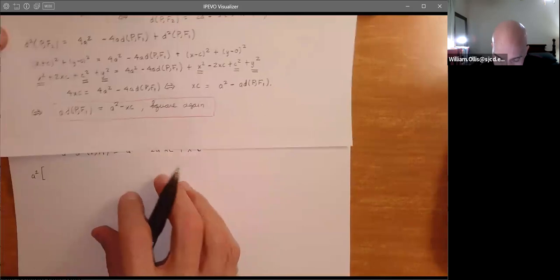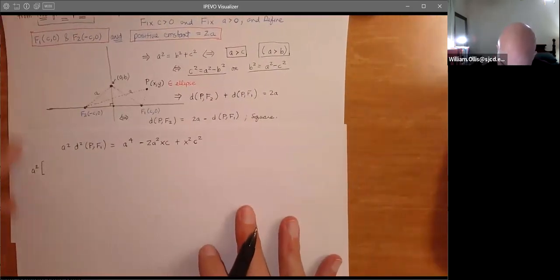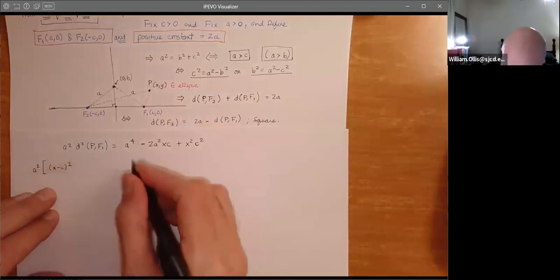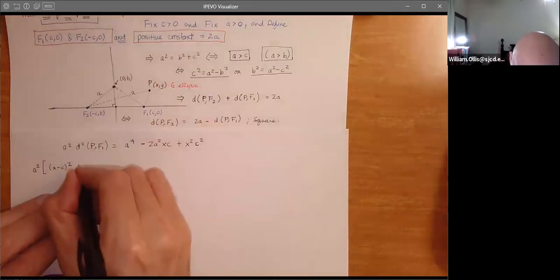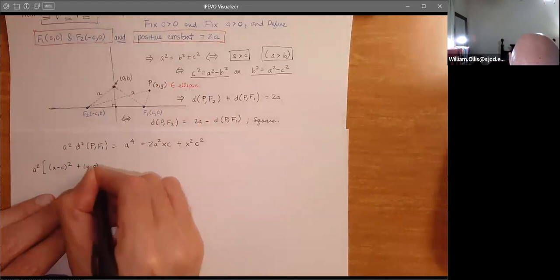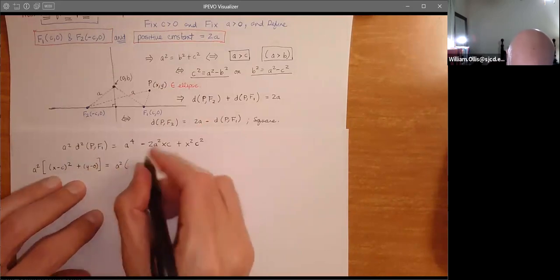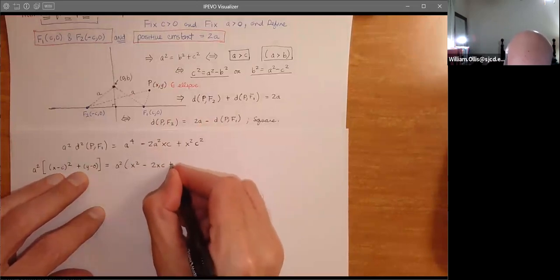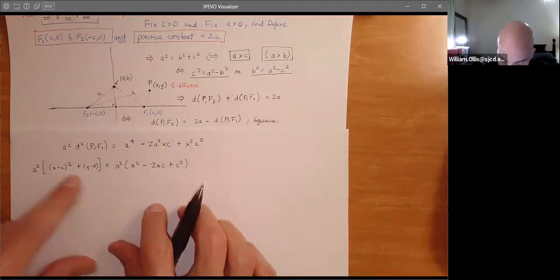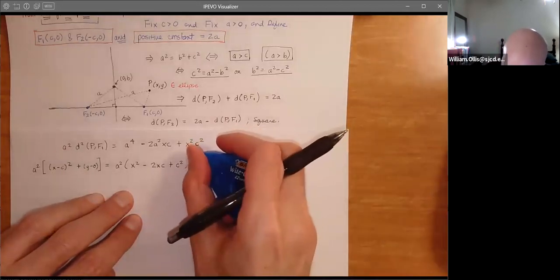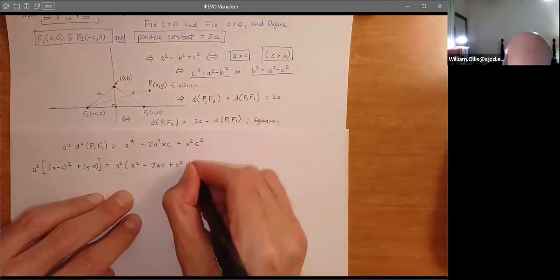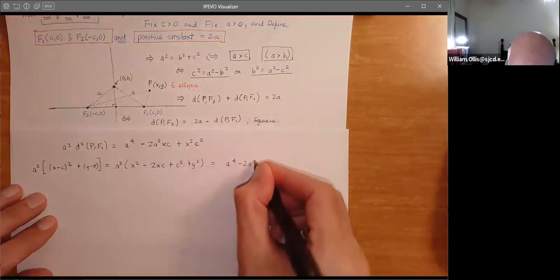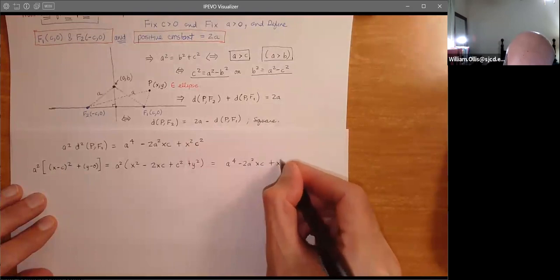So now we can just go back up here and compare it to this. We have P and F1, so we do x minus c, quantity squared, and then we have y minus 0, just like we did before. I just waited to do this. So this will be an a squared times, let's go ahead and multiply it out, x squared minus 2xc plus c squared. So x squared minus 2xc plus c squared, and I'll squeeze the y squared in. That way I don't have to write another a squared plus y squared equals a to the 4th minus 2a squared xc plus x squared c squared.